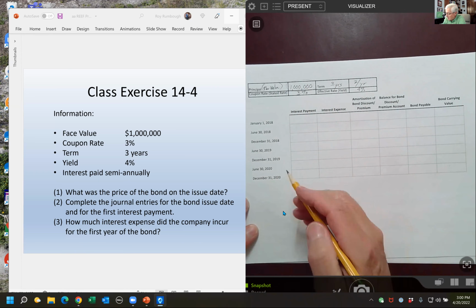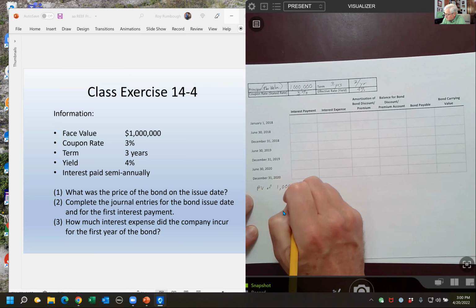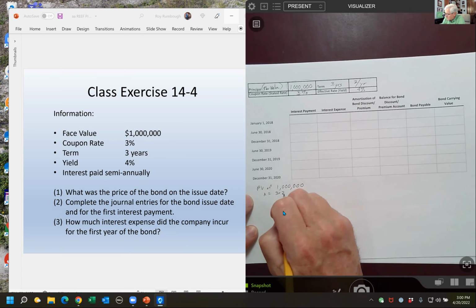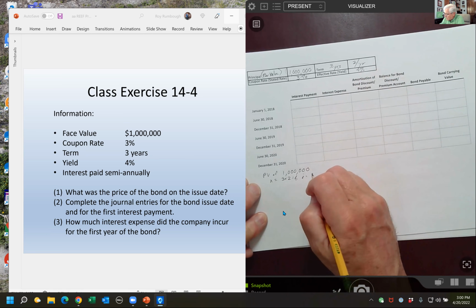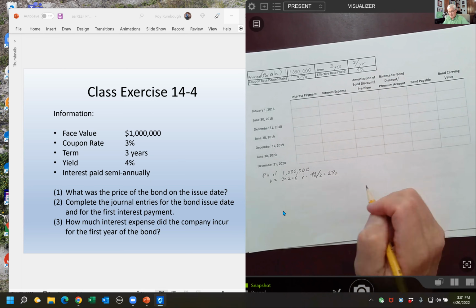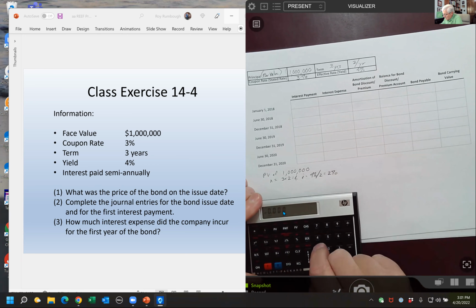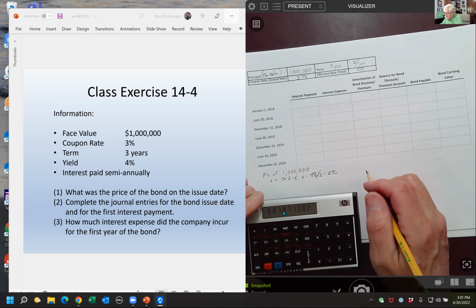All right, so let's do the price of the bond. So the present value of $1 million, and N equals 3 times 2 equals 6. I equals 4% divided by 2, 2%. Okay, can handle that. So 1 million is the future value. N equals 6. I equals 2%. Present value 887,971.